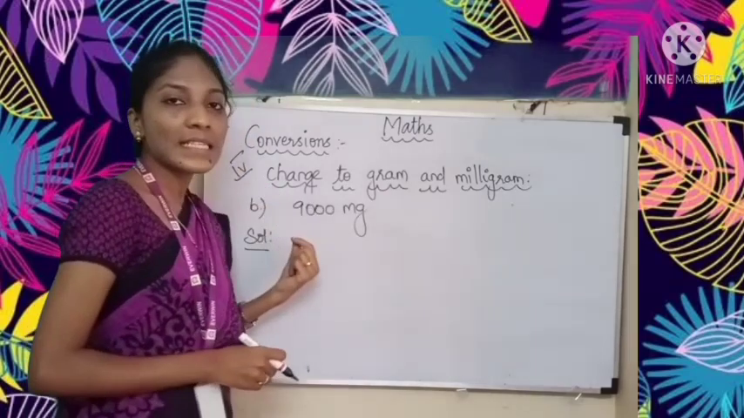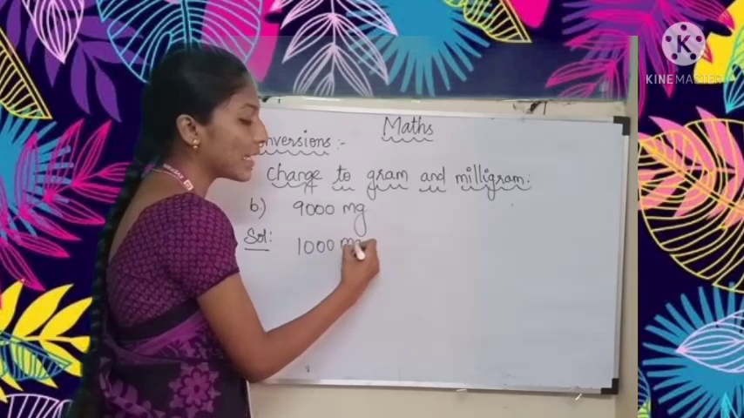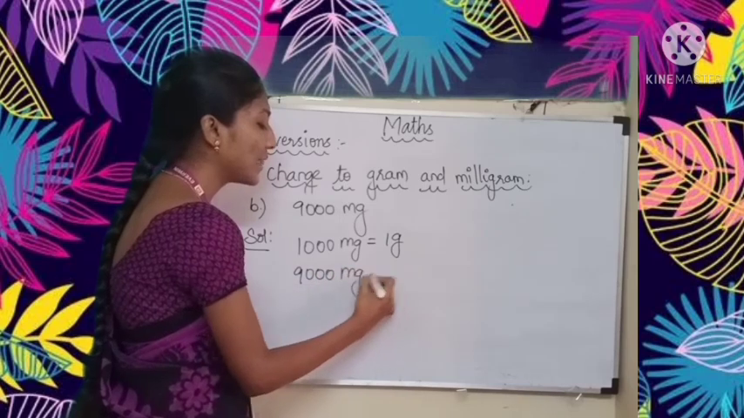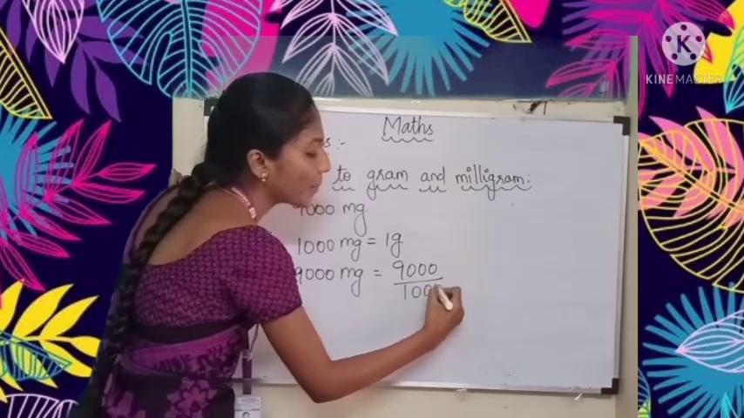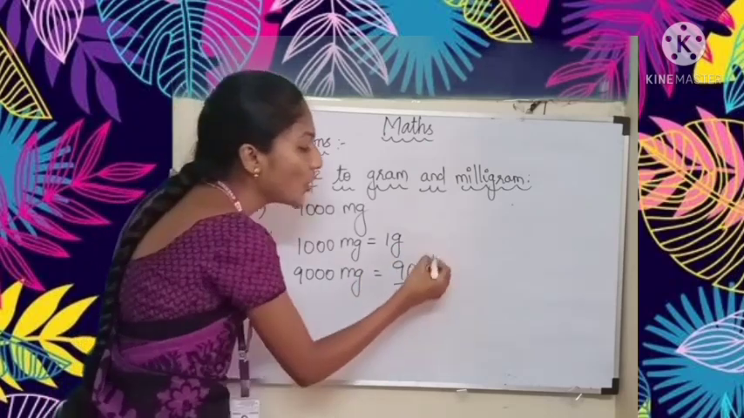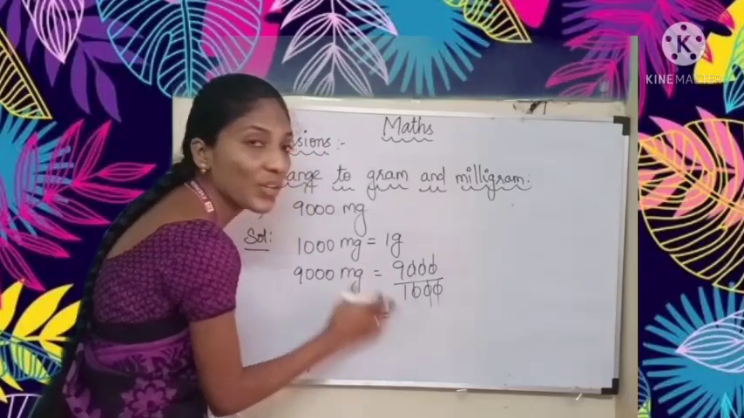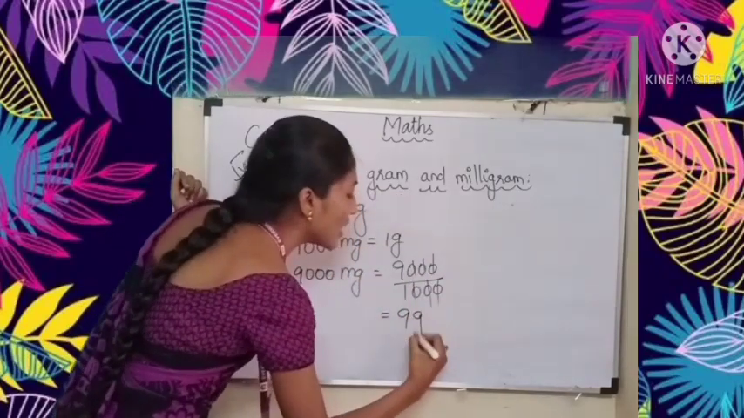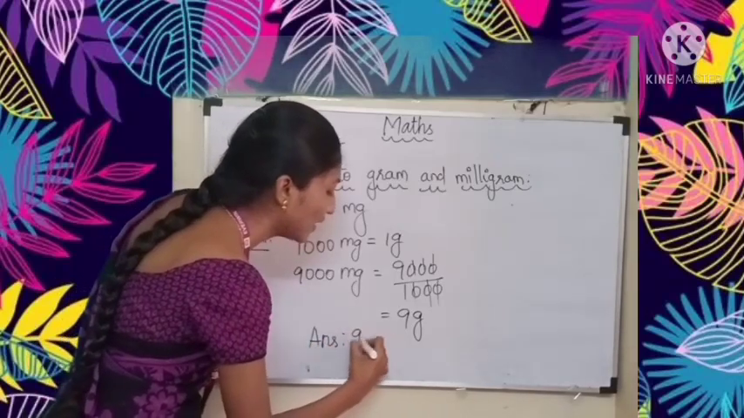Yes. The second one, 9000 milligram. First write the formula. 1000 milligram is equal to 1 gram. 9000 milligram is equal to 9000 divided by 1000. The last 3 digits are zeros, so you can cancel it directly. Now the remaining is 9 divided by 1, so 9. You need to give gram. There is no milligram, only gram is present. So the answer is 9 gram.